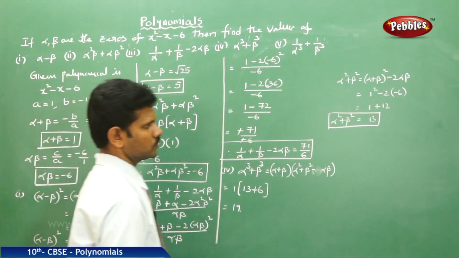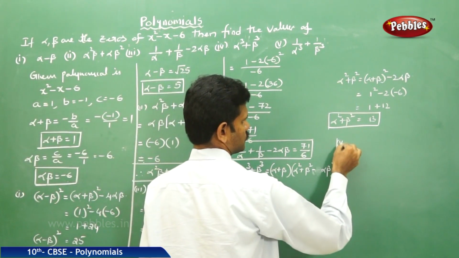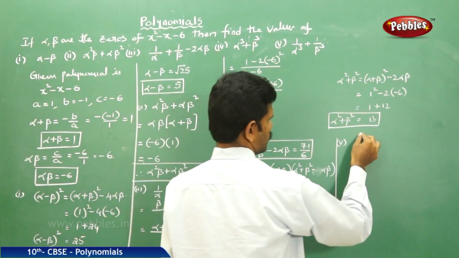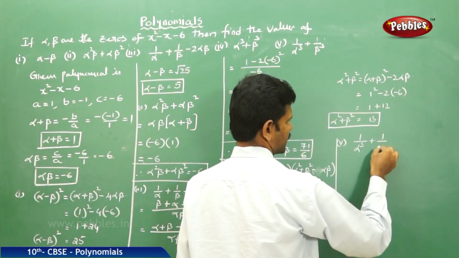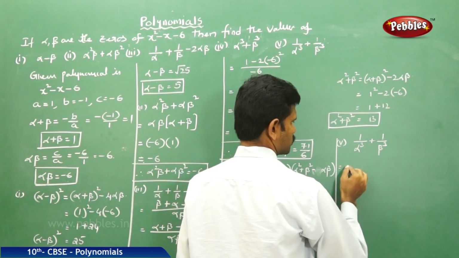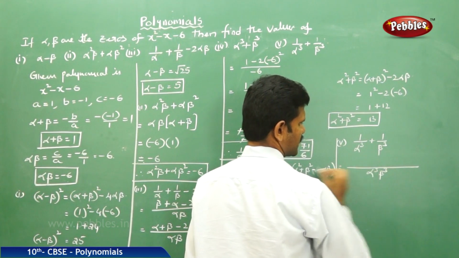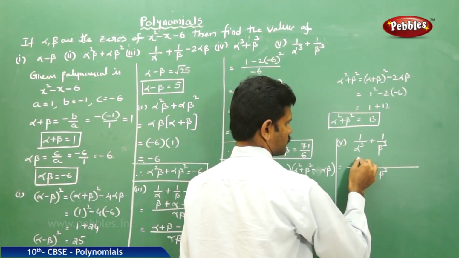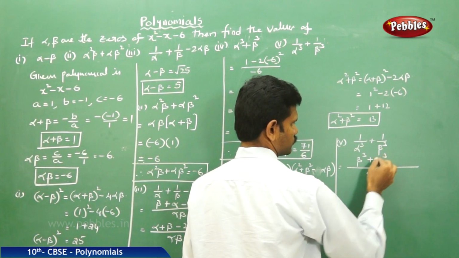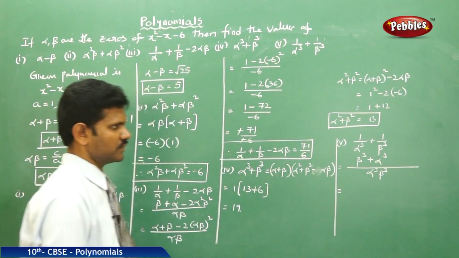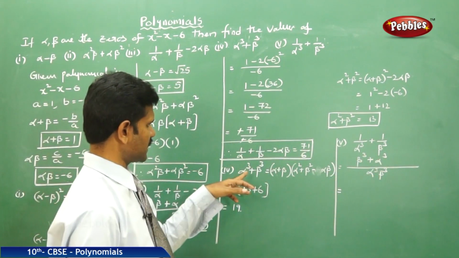Okay, now the last part is left for us, that is the fifth part. The fifth part is 1 by alpha cube plus 1 by beta cube, that is equal to, you know very well, alpha cube beta cube is the LCM, that is beta cube plus alpha cube. Now let us see. Now beta cube plus alpha cube value is just ready.